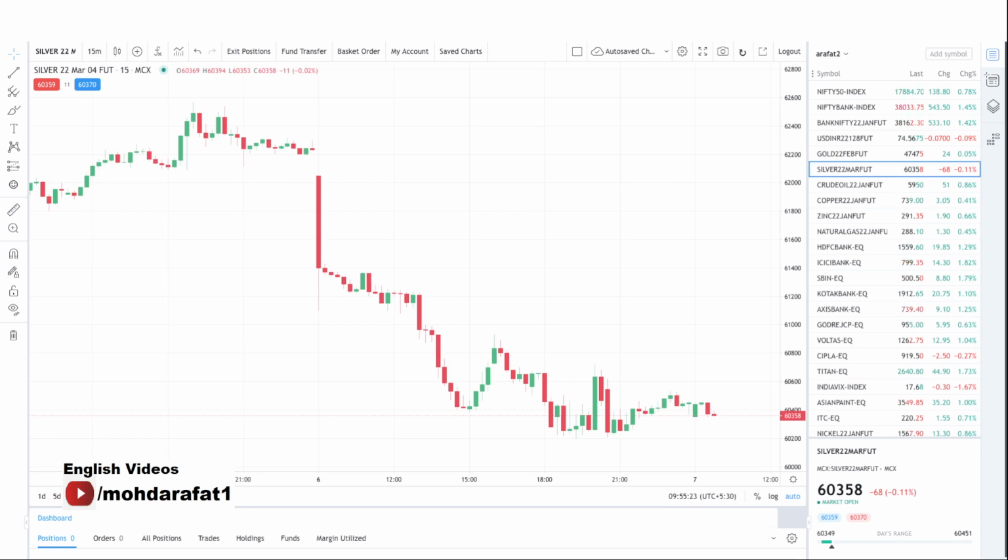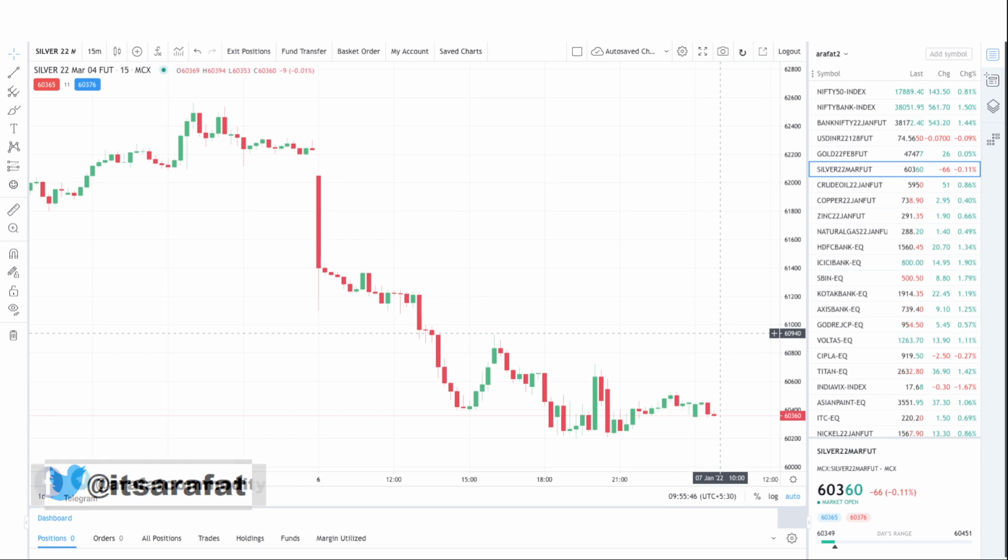Silver is trading at 60,360 rupees. Silver resistance stands at 60,910 rupees. Support at 59,600 rupees.